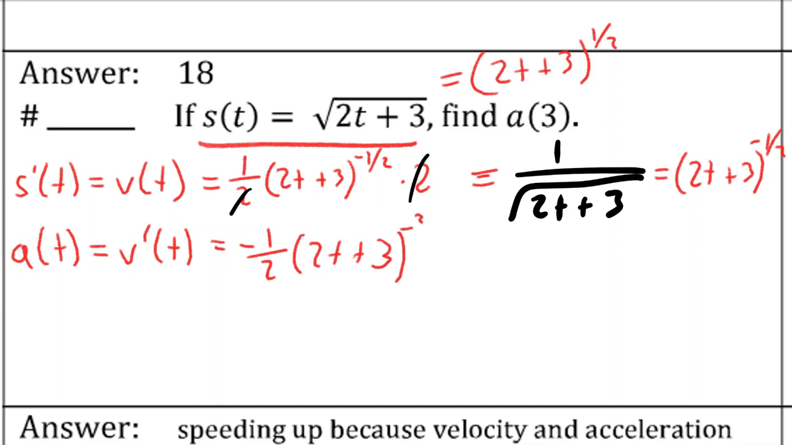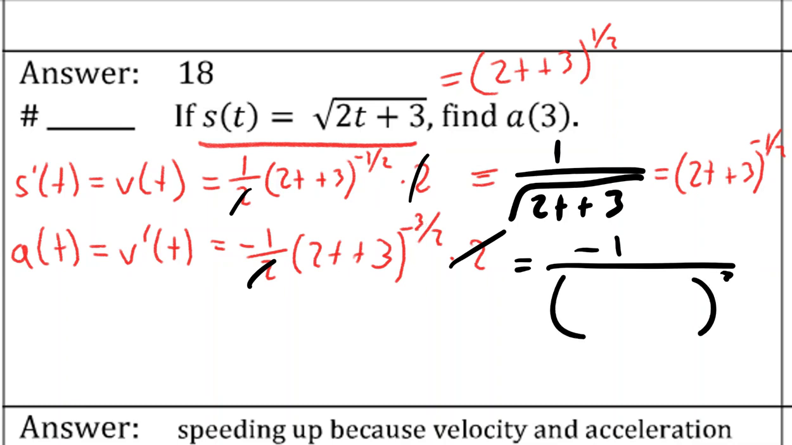lower the power by 1, take the derivative of the inside, which is just 2, not 2t, like the mistake I made a minute ago. And then again, some of it will cancel. Times 2 divided by 2 will cancel, and we're left with a -1 over, move this to the denominator to give it a positive exponent. Okay, and that's what I got for a of t.